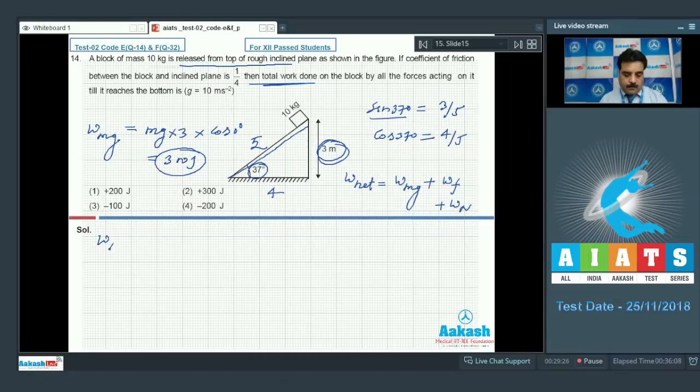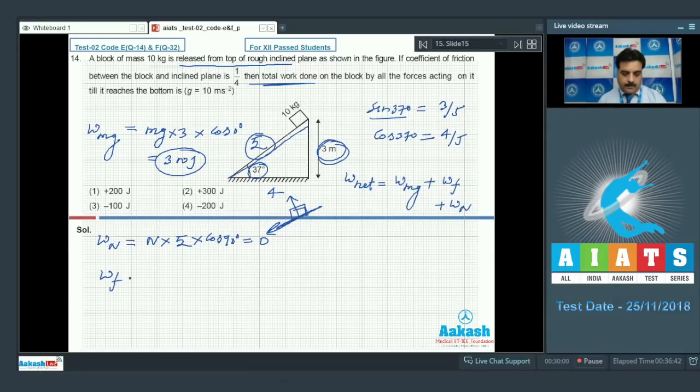And if I go for work done by the normal force, normal force acts perpendicular to the surface of contact, and the block slides downward. So when you observe the angle between normal force and displacement, you get theta 90. So I will write normal force, displacement is 5, this one, and cos 90. So you will get 0. Work done by normal force is 0.